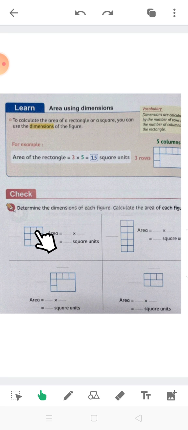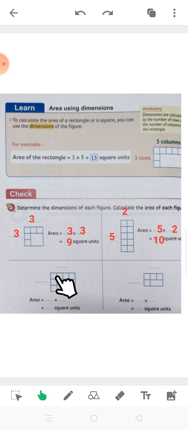Okay, how many columns do we have here? 3. And how many rows do we have? 3. So 3 columns and 3 rows. So the area, rows by columns, I multiply. 3 times 3 equals 9 square units. Okay, go to the next one. How many columns? 2. How many rows do we have? 1, 2, 3, 4, 5. Let's write 5 rows by 2 columns. 5 by 2 equals 10 square units.